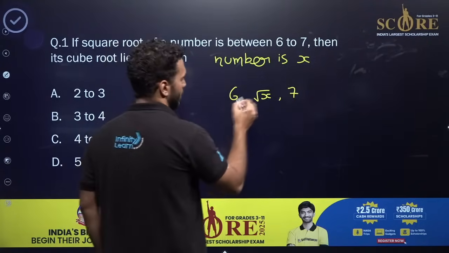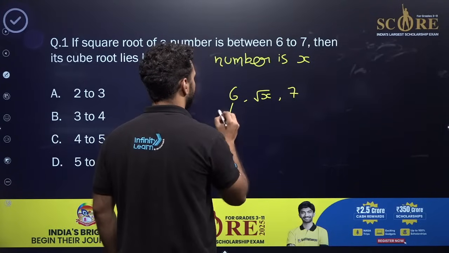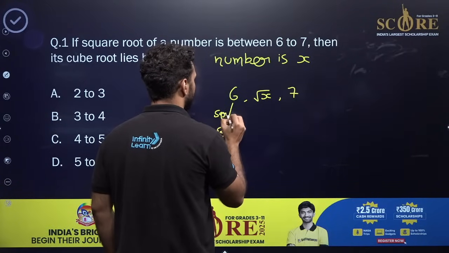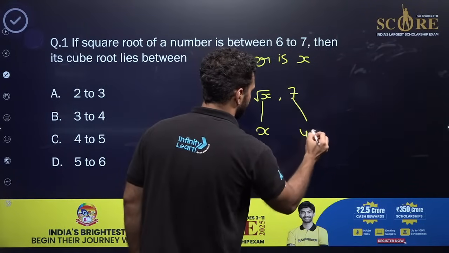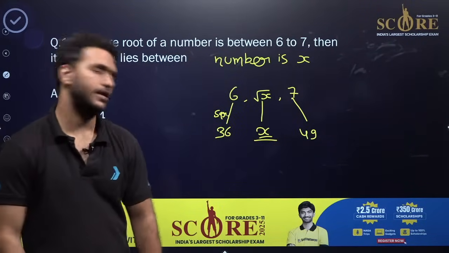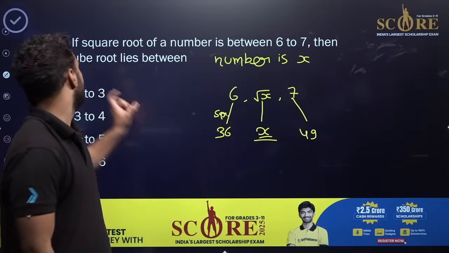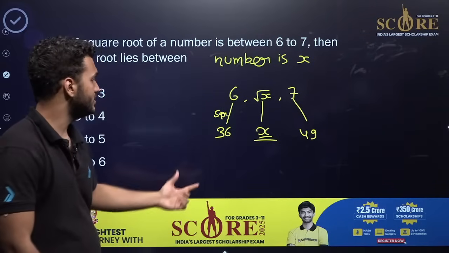See, if I do the square of it, I will get here 36. What I am doing? Square. Square of this x. Square of this 49. And this number must lie between 36 to 49. Now what we have to find? Then find its cube root lies between. Now we have to find where this cube root lies.